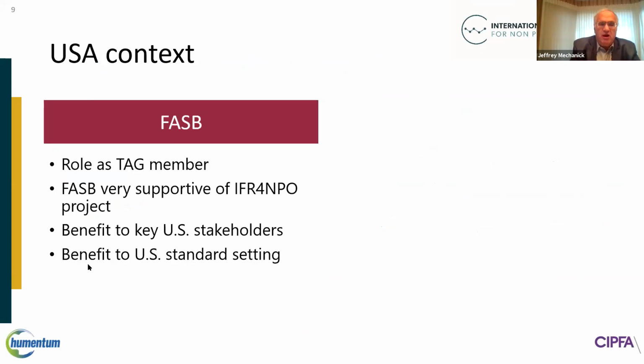So I am a member of the technical advisory group, the TAG of this initiative, and I was nominated for that by my organization, the Financial Accounting Standards Board. I'm really excited to be part of this, doing a lot of the nitty-gritty legwork and trying to help make a set of standards happen here. While this is not an official initiative of the FASB, it is very supportive of this project, and that's why they nominated me to be part of this group.